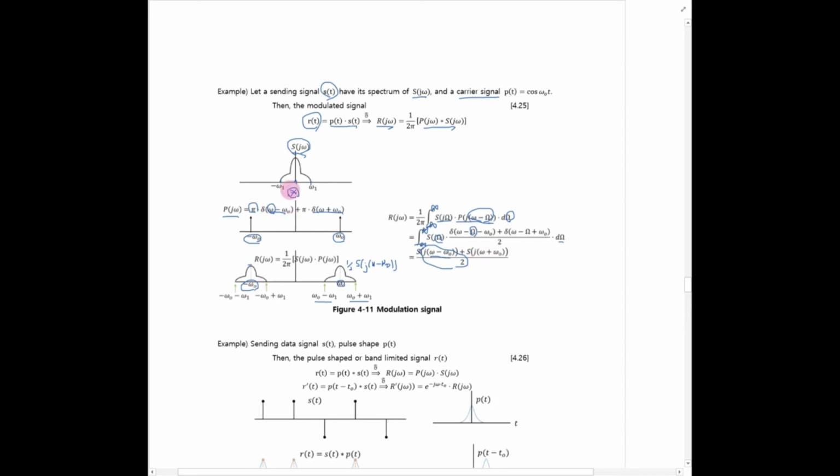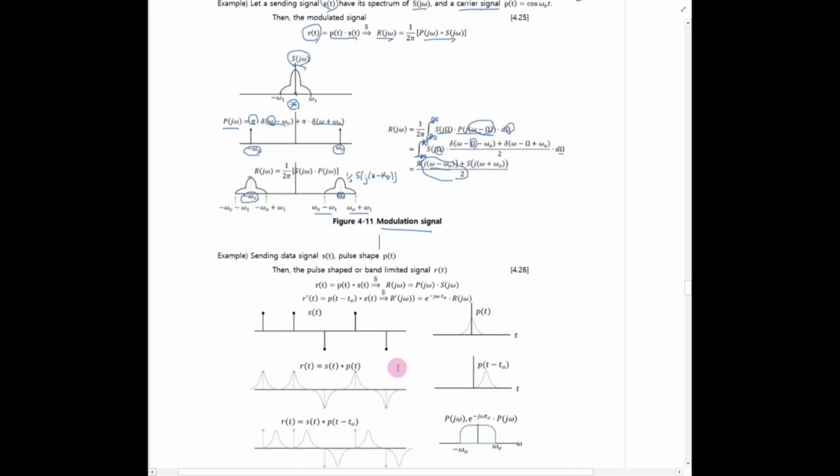This property is called the modulation property. When we take the AM modulation, we can move a part to positive frequency and the other to negative frequency, because this cosine omega 0 t is considered as e to the j omega 0 t plus e to the minus j omega 0 t, divided by 2. So by this product, frequency shifting occurs for positive frequency and negative frequency like that. This property is called modulation.